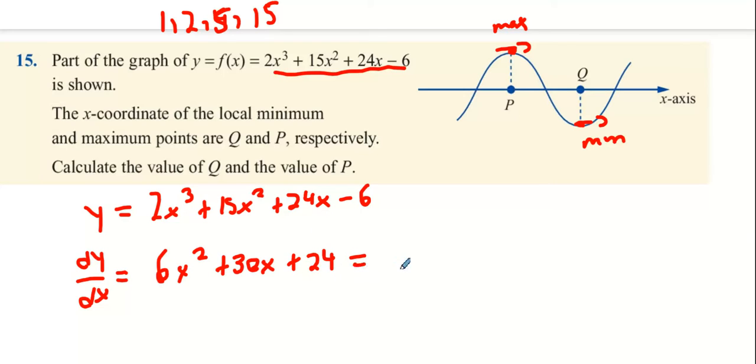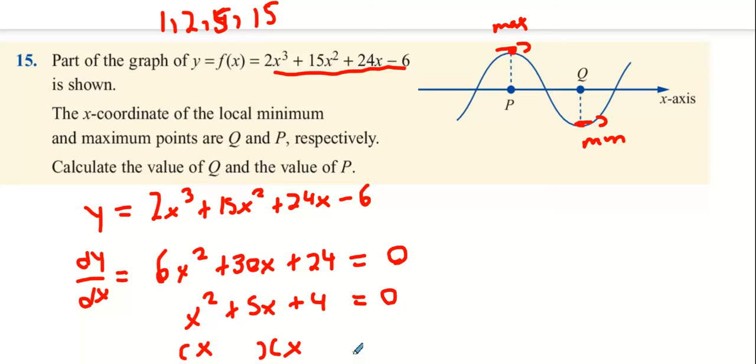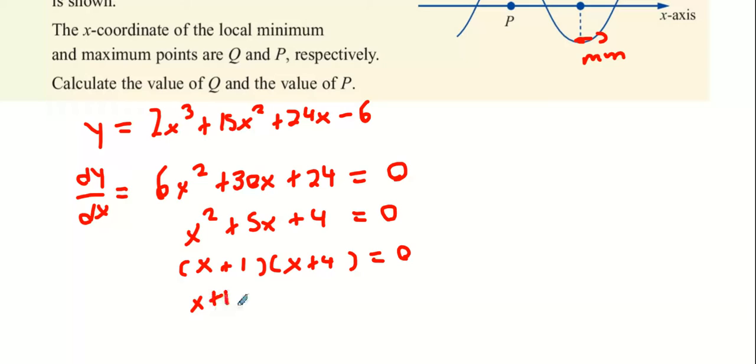And then equals 0. Now you guys can do the minus b formula here if you want, or you can try factorizing it. It's your call. So you can divide all sides by 6, so you get x squared plus 5x plus 4. And if you factorize that, two numbers that multiply to make 4 but add to make 5, you're going to get plus 1 and plus 4. And then you know your x values: x plus 1 equals 0, which means x equals minus 1. And x plus 4 equals 0, so x equals minus 4.